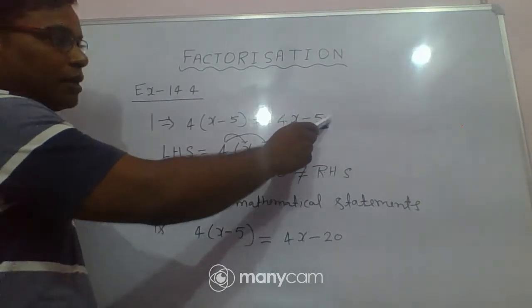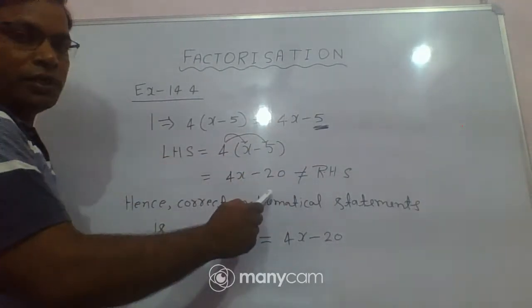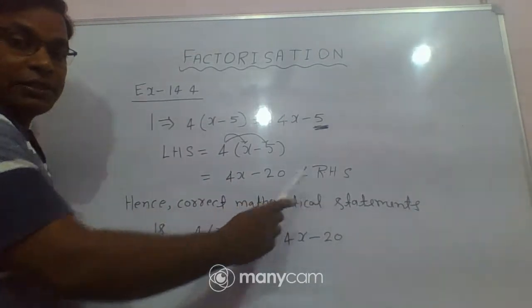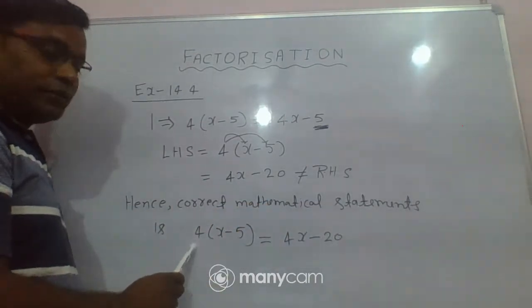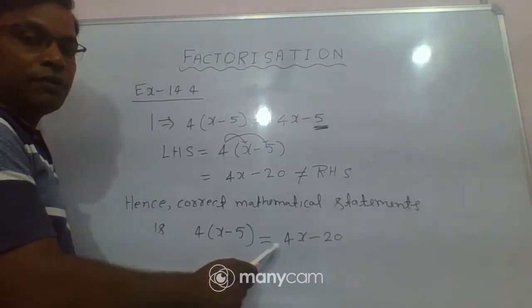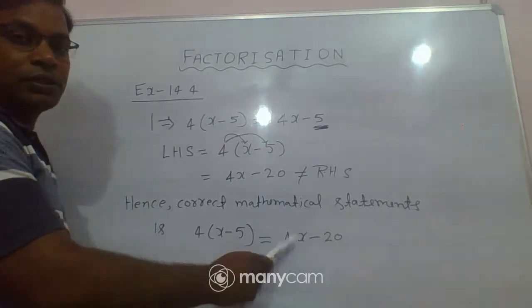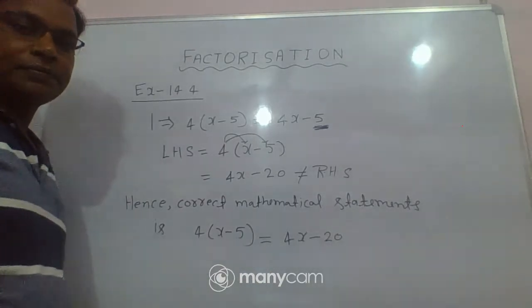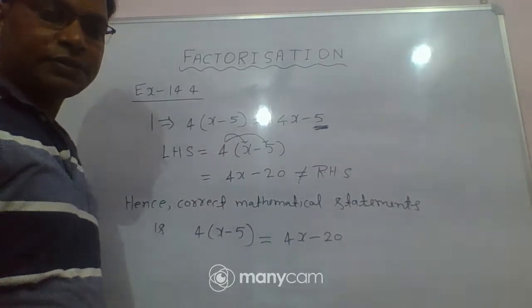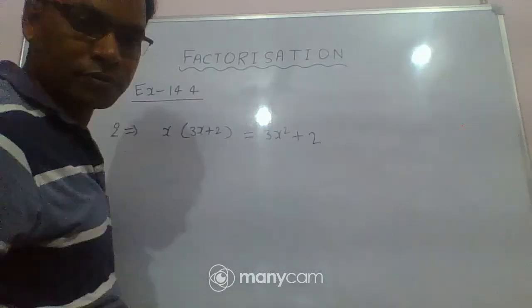So where is our error? The error is here. Here is minus 5. This is the error. इसके बदले यहाँ पे क्या होना चाहिए? And before it we write here minus 20. So our correct mathematical statement is 4 into x minus 5 is equal to 4x minus 20.